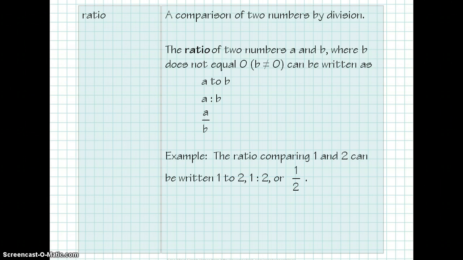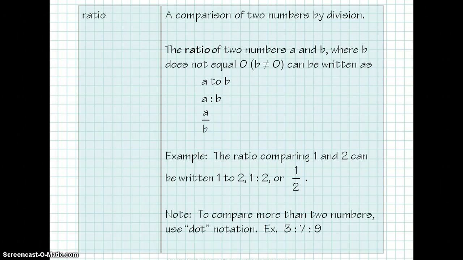So if I want to have the ratio comparing 1 and 2, I can write this as 1 to 2, 1:2, or 1/2. If I'm trying to compare more than two numbers, then I want to use the colon notation. So if I want to compare 3, 7, and 9, I would use colons because I can't really make a fraction out of the three numbers.